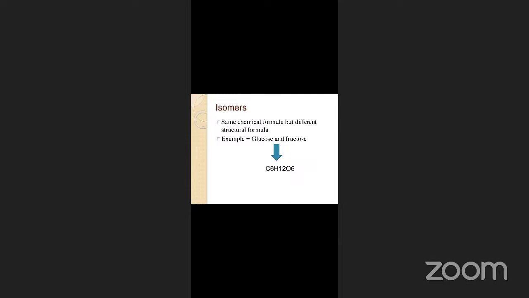Then here we'll have isomers. Isomers means, as I told you, you will have the same formula, but maybe the functional group or orientation of H and OH molecules differs. They are called isomers. They have the same chemical formula but different structural formula, like glucose and fructose, both having C6H12O6. But glucose has an aldehyde functional group, and fructose has a keto functional group.